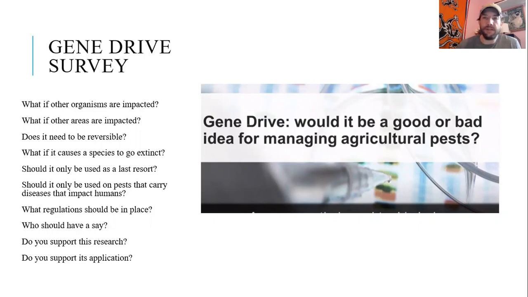What if other organisms are impacted? What if you want to release it in the US, but it goes across to Canada? What if it causes a species to go extinct, a certain mosquito species, right? Is that something good or bad to do? Should we only use this as a last resort if pesticides aren't working, say, or other pest management techniques?